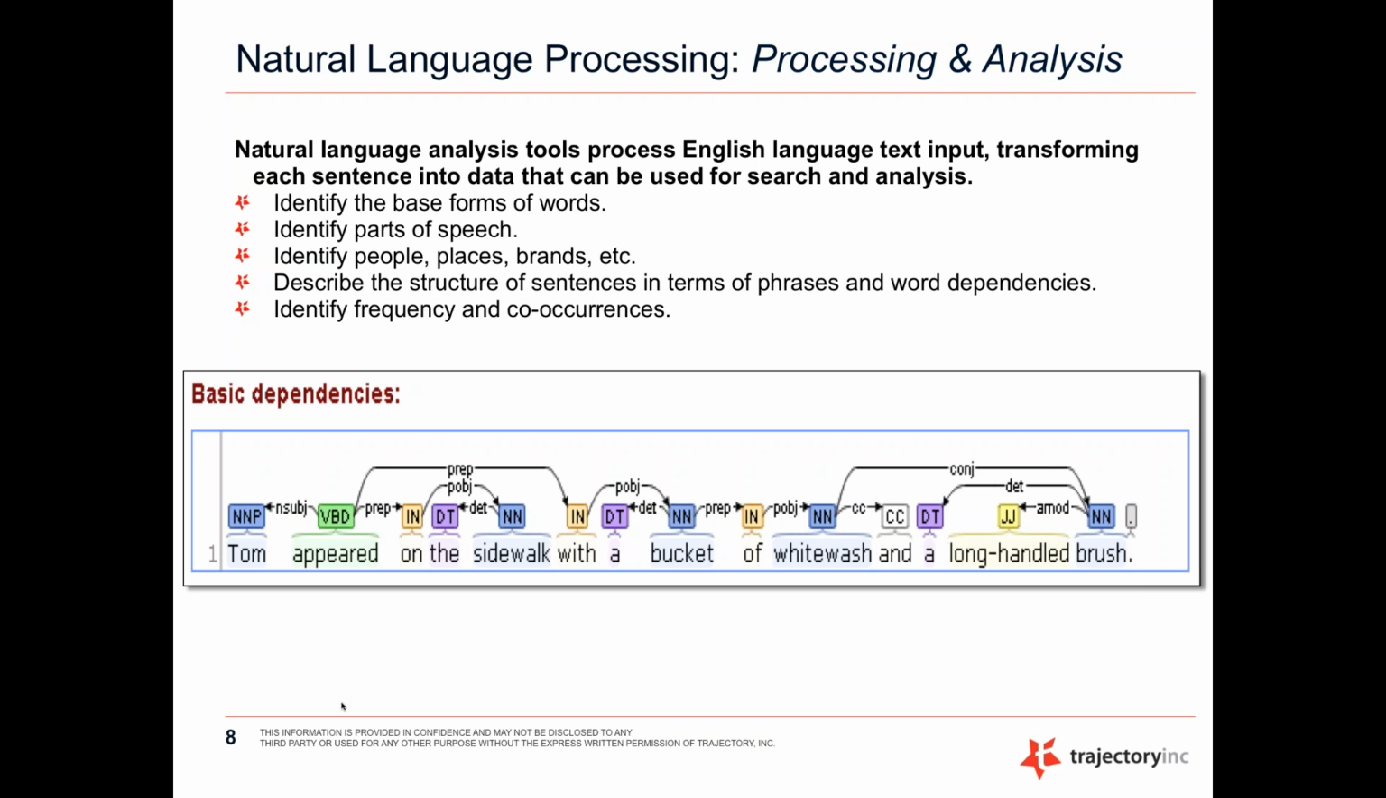Then we also describe the structure of the sentences in terms of phrases and word dependencies. And then we're really looking a lot at co-occurrence and frequency. And then for academic or journal or nonfiction content, the entity extraction we think is really, really important.